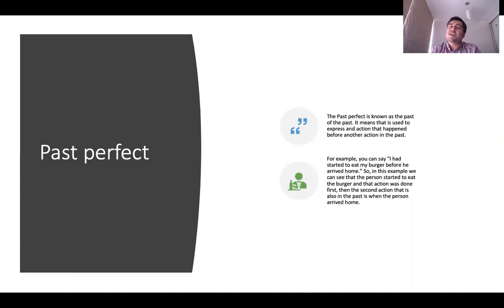Then we have the past perfect. The past perfect is known as the past of the past because it is used to express what happened before another action in the past. An example, I can say, I had started to eat my burger before he arrived home. So the first action was that I started to eat my burger and then he arrived home.